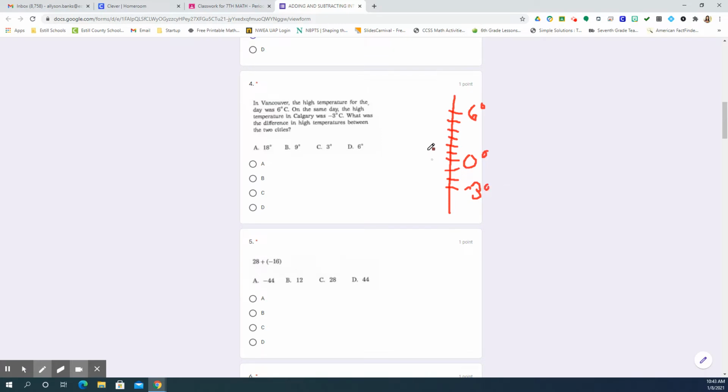Okay, so what is the difference? That just means how far away are these two? So if I'm looking at this, I say, well, from 6 to 0, I know it's 6 spaces. And from 0 to -3, the distance is also 3 spaces. So if I'm looking from this space all the way down to this space, it looks like I have 6 plus 3 more, which is going to be 9 spaces.